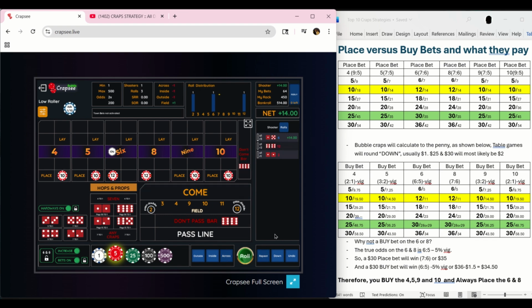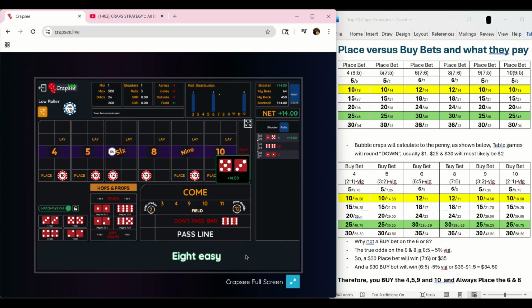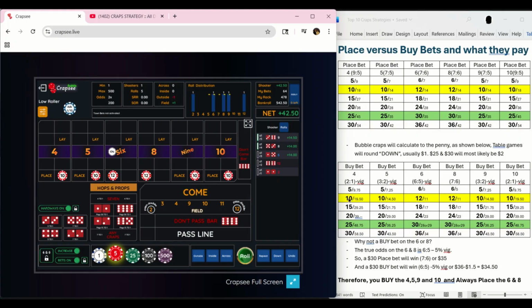Okay? Let's see if we can get a 4, 5, 9, or 10, see how they're paying those out. There's an 8 also, so the 6 and 8 pay 14. There's the 9. Okay? That's a $10 buy bet. So $10 buy on the 9 pays 14.50. Okay? So it's 10 divided by 2 is 5 times 3 is 15 minus the vig, 50 cents, it pays 14.50. On Bubble Craps, it pays to the penny. At the casino, they would probably pay you 14.